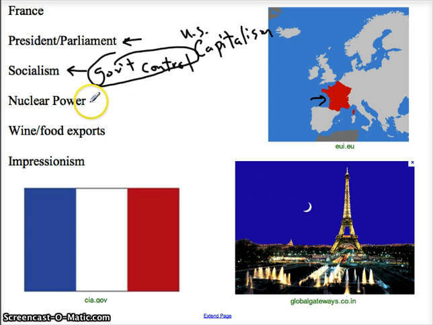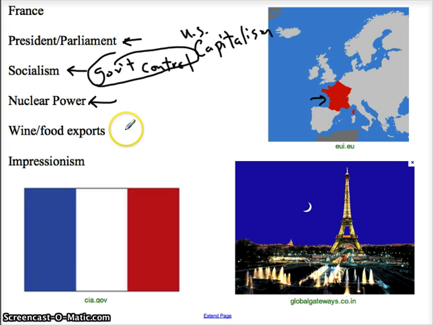Now, France uses more nuclear power than every country in the world. No, that doesn't mean they have nuclear weapons and are going to use them. Nuclear power means that they use nuclear fission to replace coal, gas, or oil. It's for a power source.